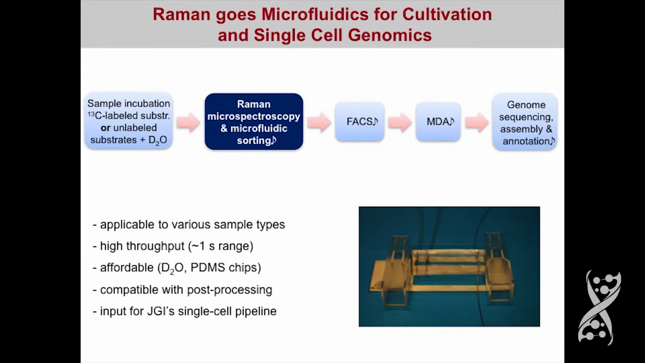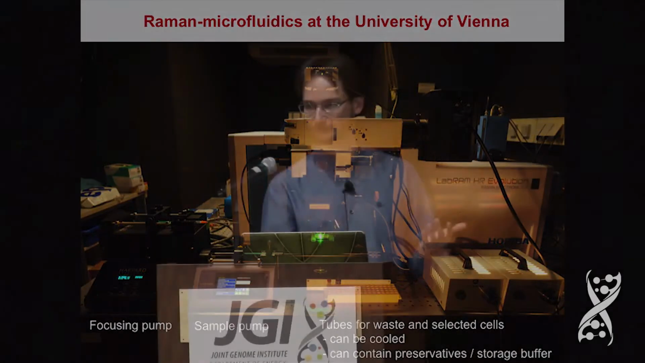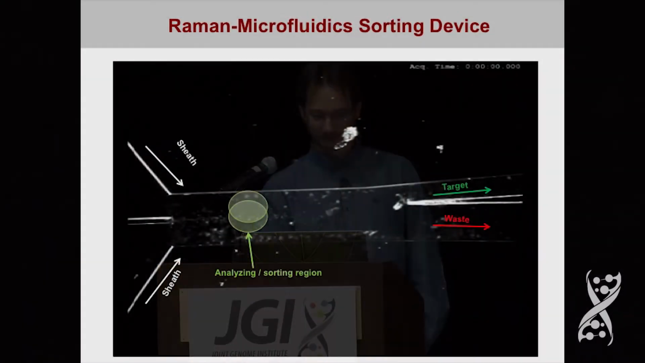JGI single-cell pipeline. So this fruitful cooperation led to this beauty where you can simply put your sample into a syringe, pump it through the device, and the device will sort out cells on certain Raman properties into a tube where they can be cooled or put into a preservative, stored, and then sent to JGI for single-cell analysis.